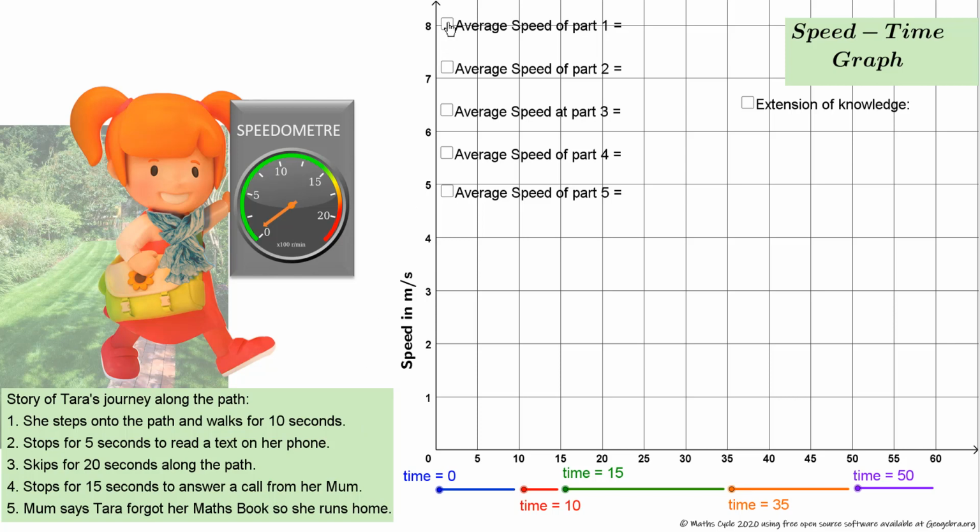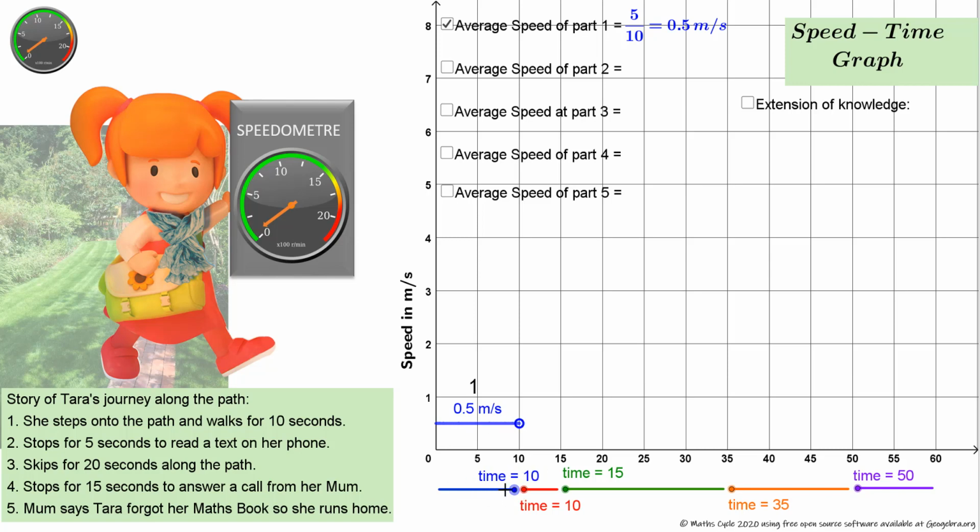So looking at her journey, part 1, she steps onto the path and walks for 10 seconds. So we calculated she had an average speed of 0.5 meters per second there. So what we need to do is go to our graph and find 0.5 meters per second on the vertical axis, and we need to represent that for those 10 seconds. So from 0 to 10, we need to draw a horizontal line to represent that she had a constant speed of 0.5 meters per second for those 10 seconds.